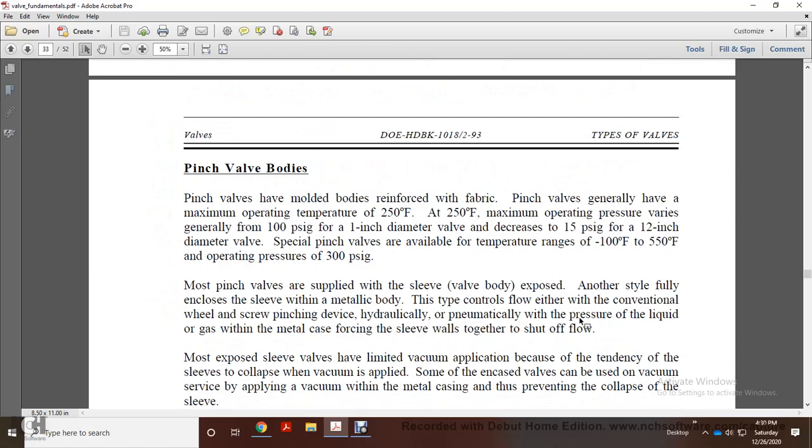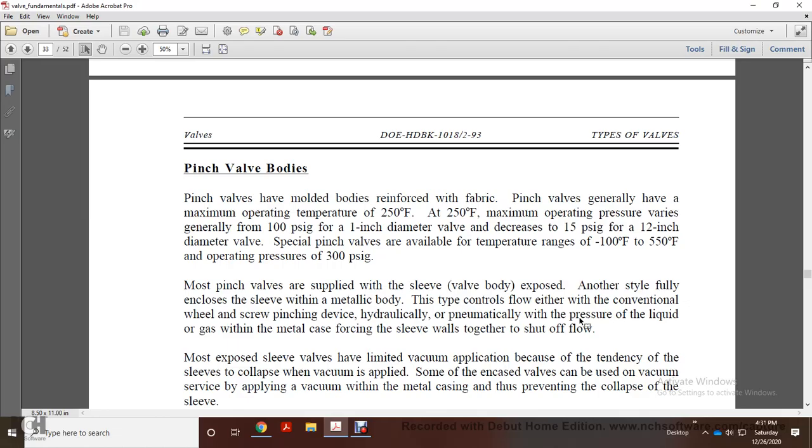Your pinch valve bodies. The pinch valve has a molded body reinforced with fabric. Pinch valves generally have a maximum operating temperature of 250 degrees. At 250 degrees, maximum operating pressure generally ranges from 100 psi gauge for a 1-inch diameter valve to 15 psi gauge for a 12-inch diameter valve. Special pinch valves are available for temperatures ranging from negative 100 degrees to 550 degrees Fahrenheit, with operating pressure of 300 psi gauge.